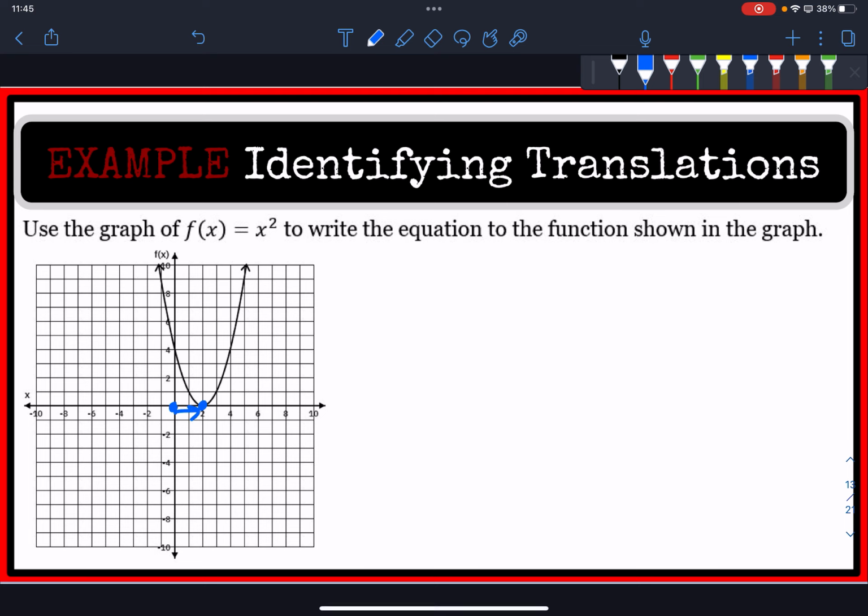As a result, the function for this, let's call this h of x, is going to equal this parent function of x squared shifted to the right. To shift it to the right, we are affecting the x coordinates, and moving it to the right is going to subtract that 2 and not add that 2. So the equation to get this x squared graph shifted 2 units to the right would be x minus 2 to the second power.